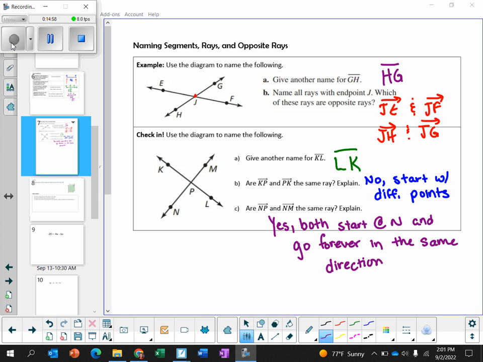And then part C, are ray NP and ray NM the same ray? Yes, because if I start at N and go towards P, that's that ray. And if I start at N and go towards M, it's drawn the same ray. So that is yes.